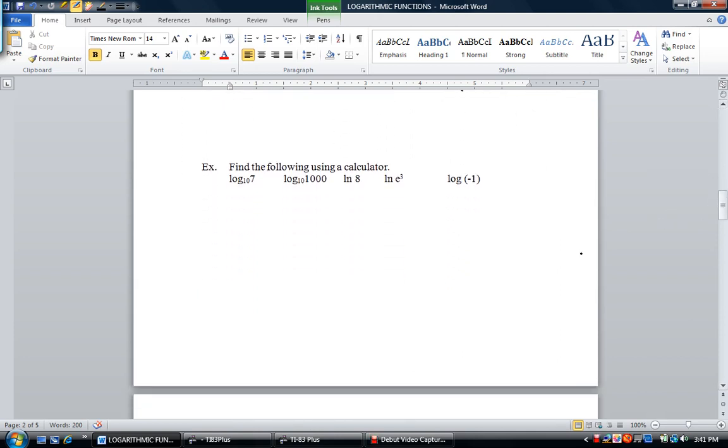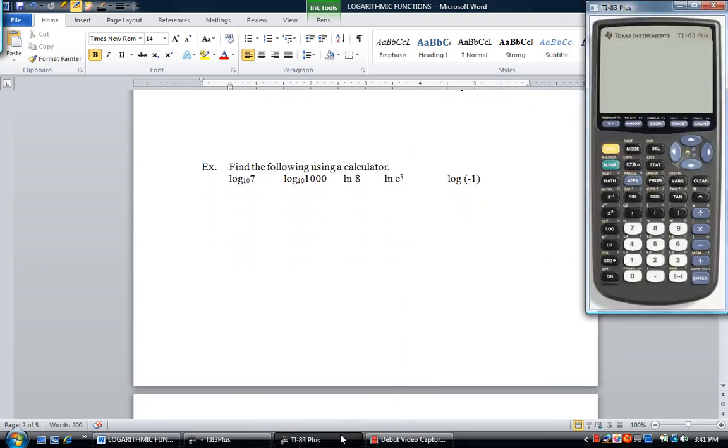Now, since we do have a couple log keys in our calculator, we're going to use that to find some of these values. Log base 10 is the same as log. So I just type in log 7. Base 10s and base e's I can do all day long on my calculator. So this one, if I round off, is approximately 0.8451. Log base 10 of 1,000, that's going to be 3 when we type it in, because when you type in log, the 10 is understood. So it needs 1,000. Log of 1,000, which is 3.